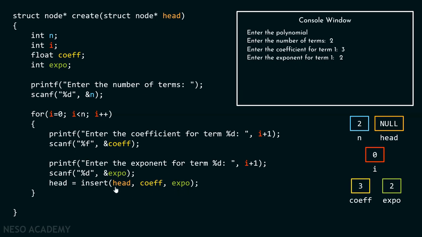Here you can see the first argument is head, second argument is coef, and third argument is expo. Obviously these 2 arguments are mandatory and this argument is also mandatory, right? Here to this insert function, I am simply passing head. Head is currently holding null. I just want that this insert function will return the address of the first node of the linked list, right?